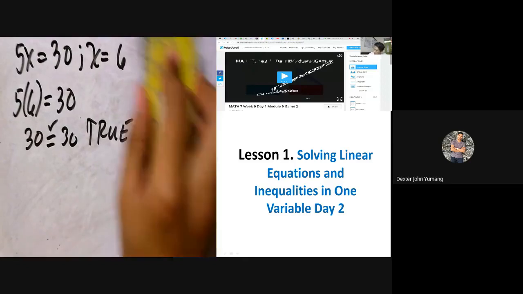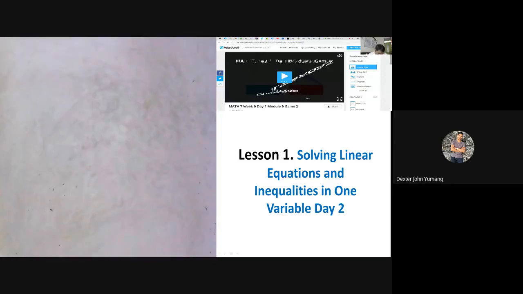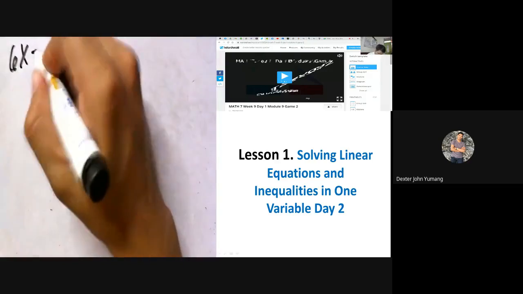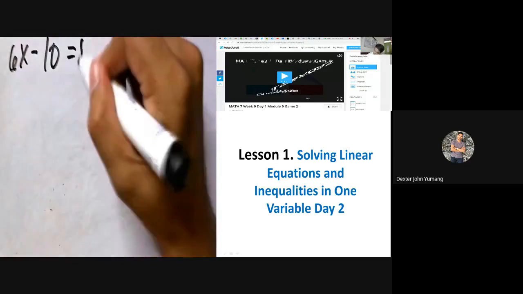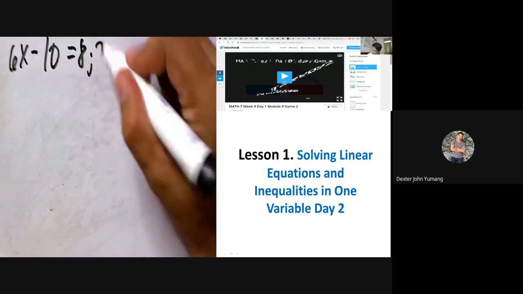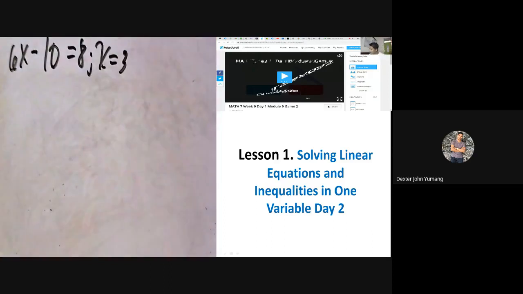Okay, let's proceed to item number 4. For item number 4, we have 6x minus 10 equals 8, where x is replaced by 3. Okay, ang iba po sa inyo, wala pong ganito na items kasi apat lang po ang sasagutan out of 5. Tama? So, replace na natin. So, what is your answer here? True or false? Hindi po lahat nakasagot nito dahil po 1 to 4 lamang po ang sagutan ninyo. So, true. True din po.